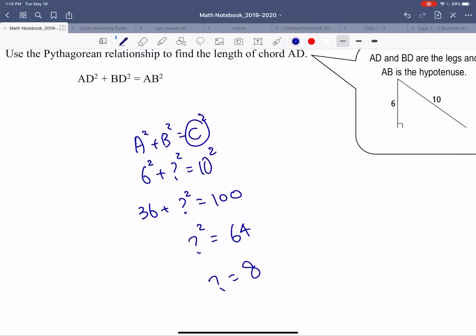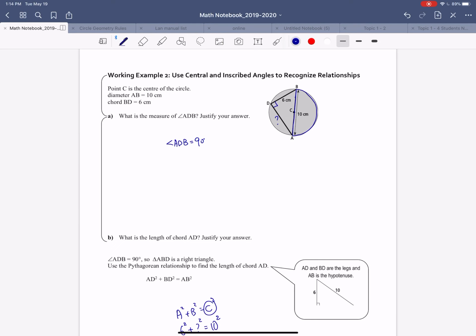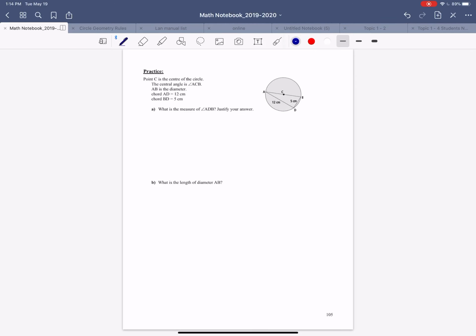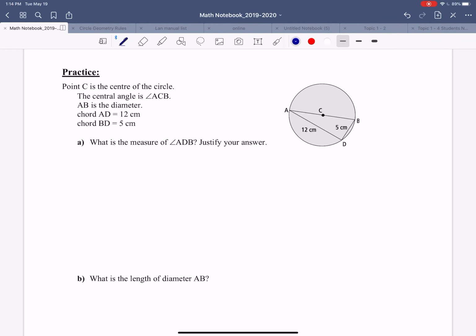Okay, done. So that means line AD is 8 centimeters here. Cool. Next, practice. You can pause here, do it by yourself, and come back to me. Okay, let's do it together.